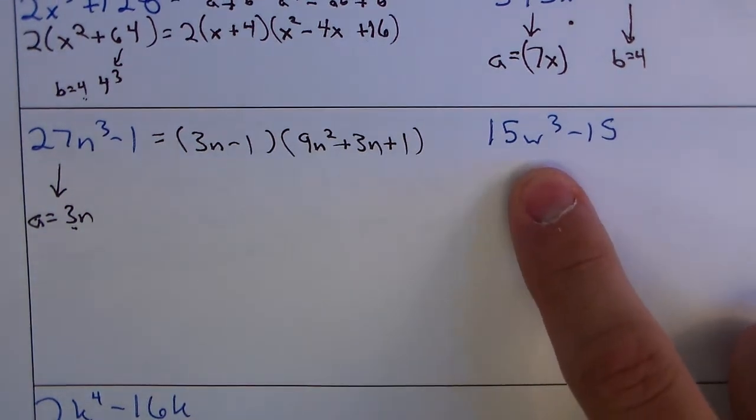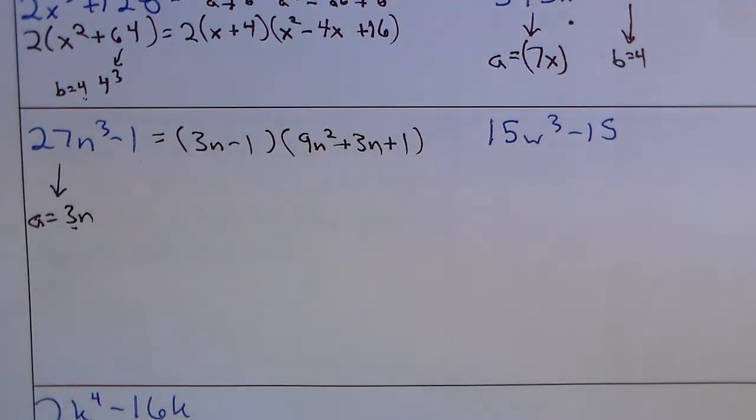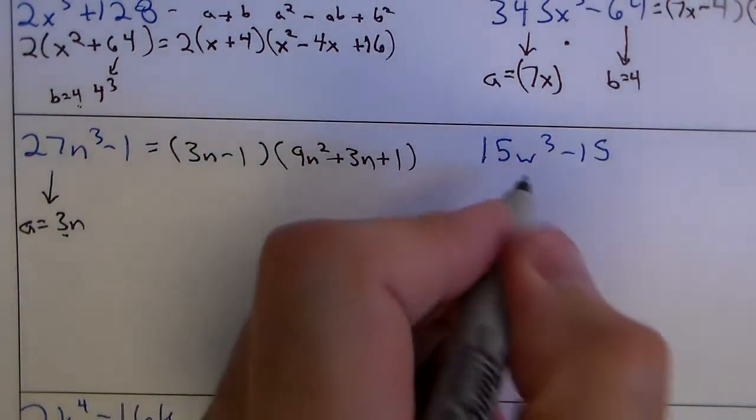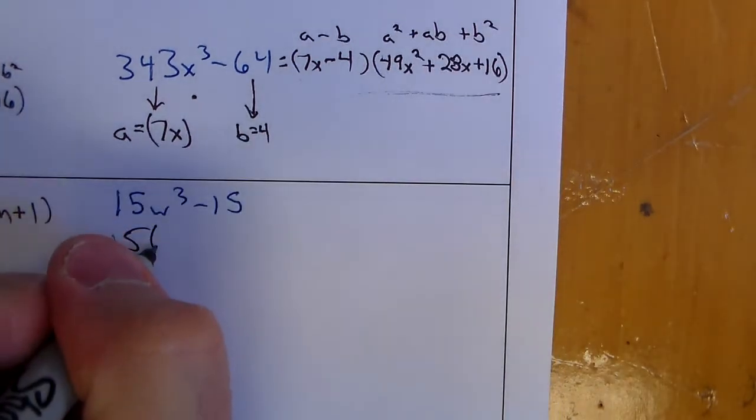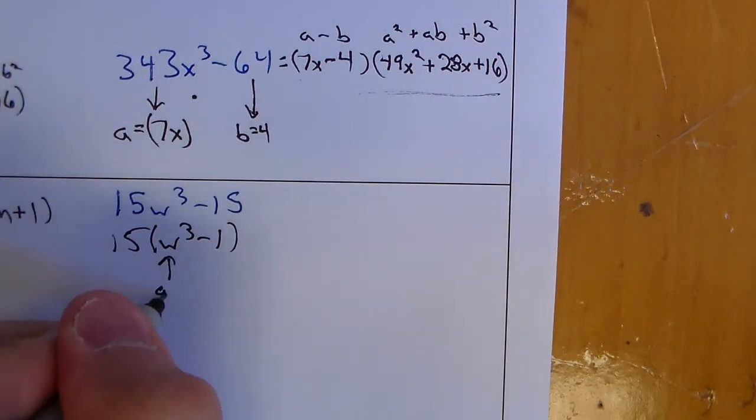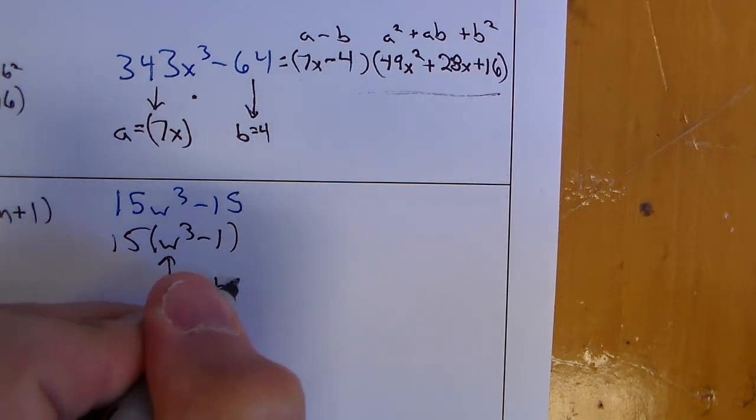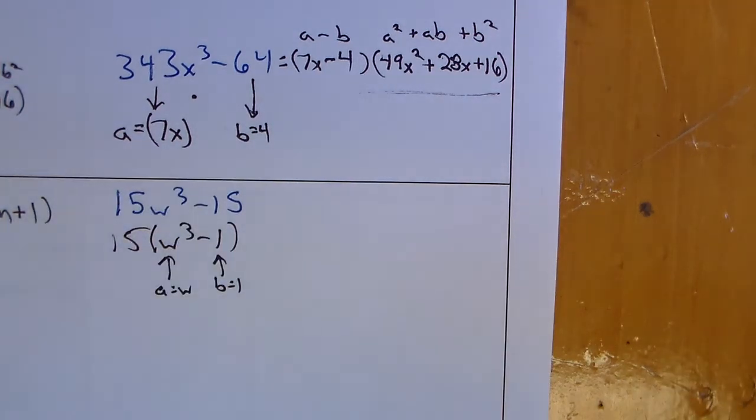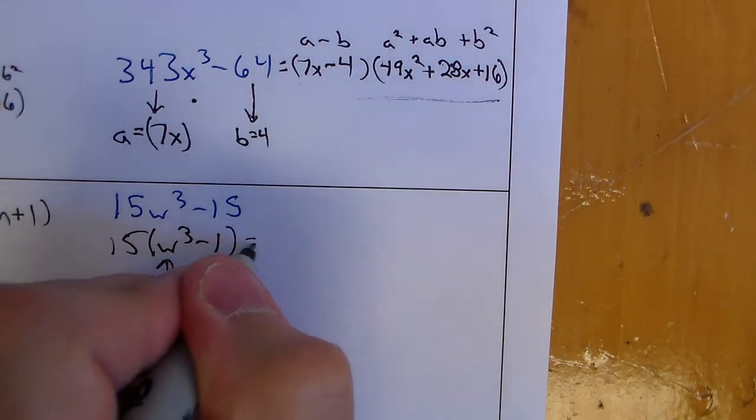Well, what if we had 15w to the third minus 15? Now, 5 to the third is not 15, so don't think that's a perfect cube. This is a GCF. We're going to take 15 out, factor it out. We have w to the third minus 1, with a being w and b being 1. So it's more of a recognize the GCF, and then that you have the cubes to simplify.